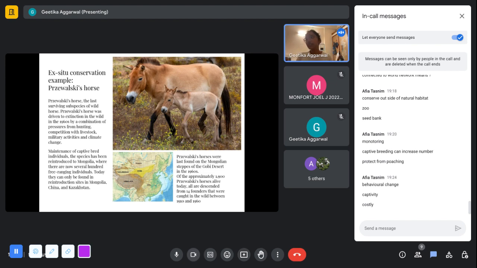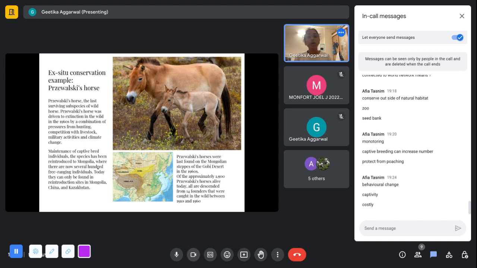It was driven to extinction in the wild, but then it was brought in. Certain individuals were brought in, and their populations were tried to re-establish. Why they were getting extinct is because they were facing pressures like hunting, competition from livestock, from cattle, from military activities, from changing climate.